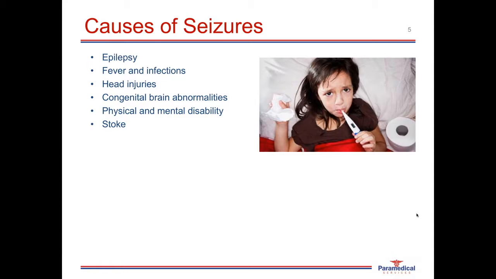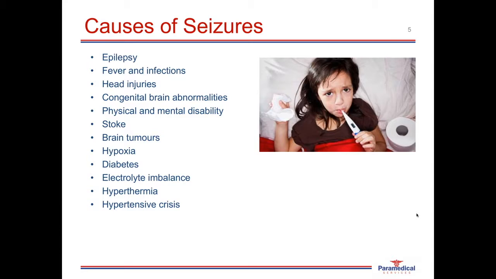Patients that may have experienced a stroke are more prone to having a seizure. Brain tumors, hypoxia, when the brain and the whole body is not receiving the appropriate amounts of oxygen, diabetes, specifically here when patients are hypoglycemic, so not enough sugar in the bloodstream, electrolyte imbalances, hyperthermia, hypertensive crisis, when blood pressures are excessively high, eclampsia in pregnancy, which is also related to hypertension, alcohol and drug abuse, and in particular drug withdrawals.